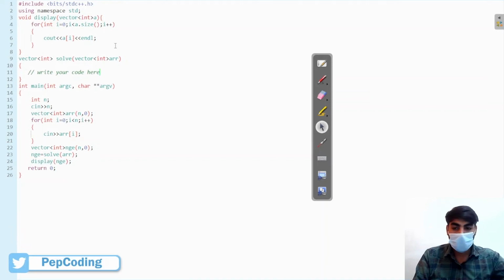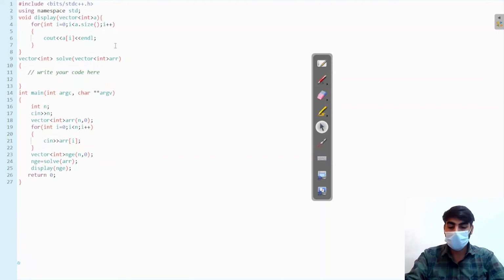So move to this function which we have to complete. Firstly, I take int n which is equal to arr.size.